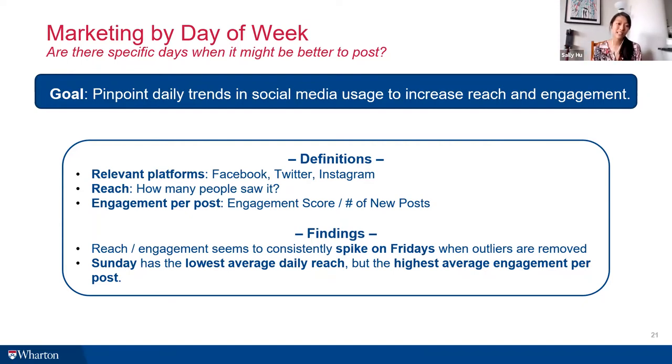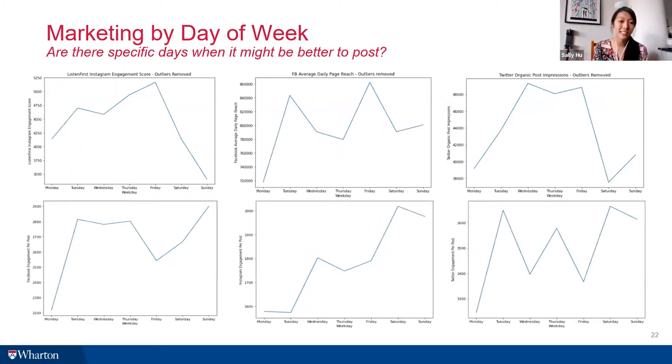The findings that we found here were that reach seems to consistently spike on Fridays, and Sunday had the lowest daily reach, but it had the highest average engagement per post. If you just looked at this, the first row would show that there was high reach on Fridays, but then engagement on the second row would peak on Sundays. So we thought that maybe posting on Friday was a good idea, and then gradually over the weekend, more and more people would actually interact with that post.